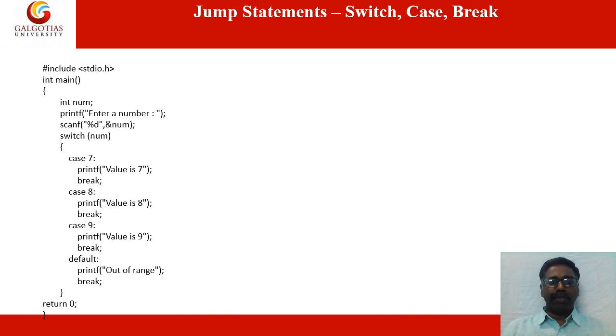For example, if the user enters the value 8, then the switch is going to check the value in num. It will check each and every case one by one, and then it will enter the case that is equal to our checking condition. Our checking condition is num, and the case is 8, so both are equal.